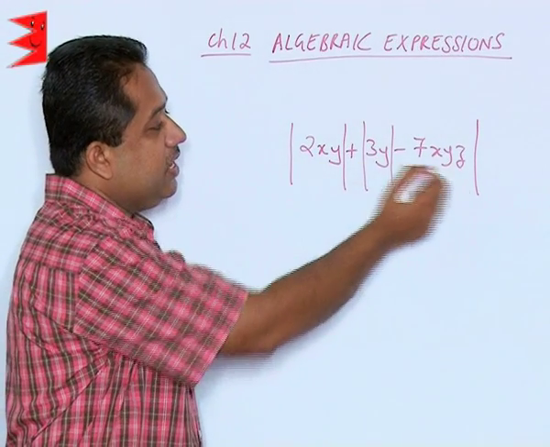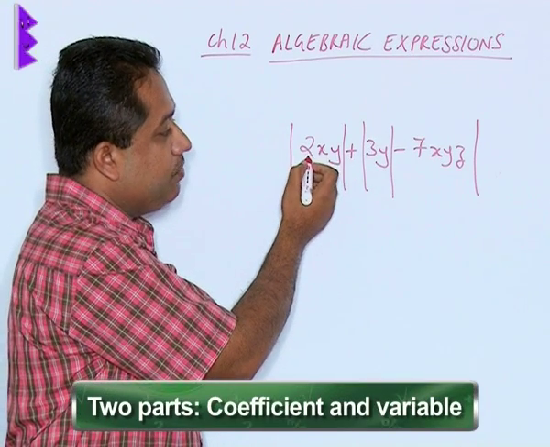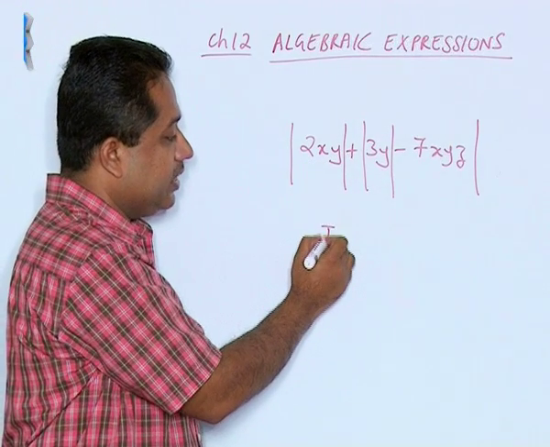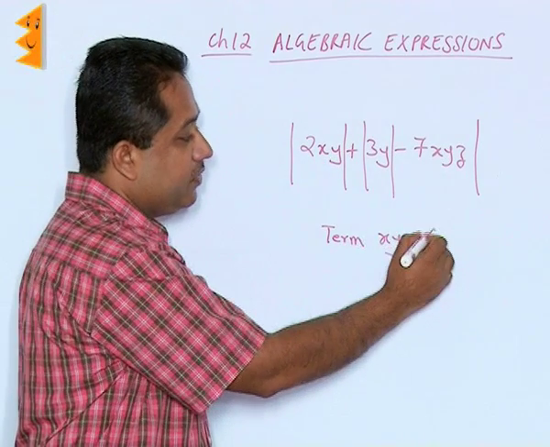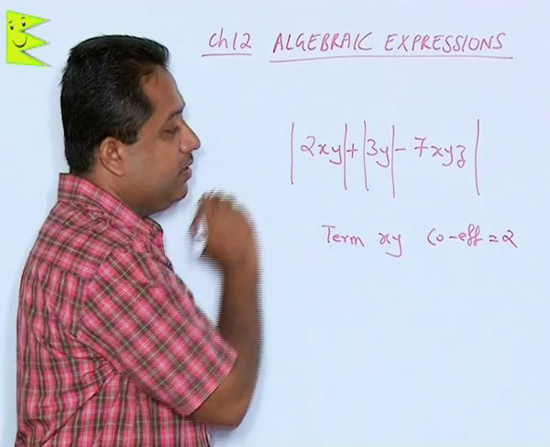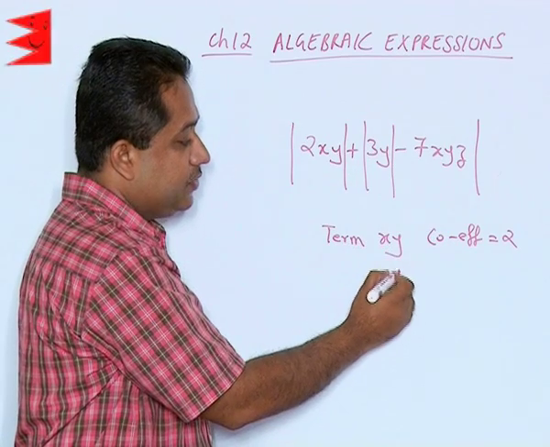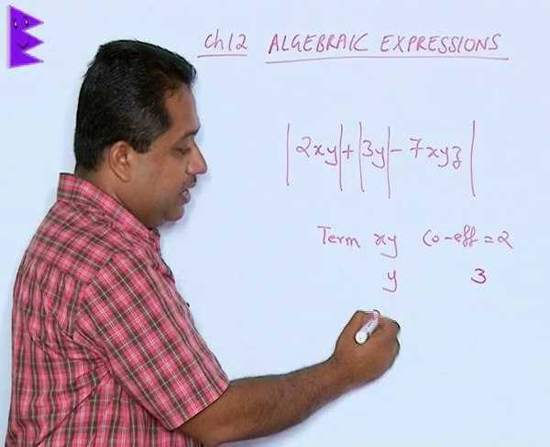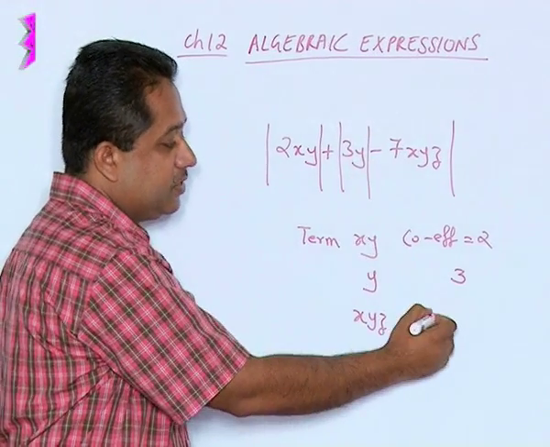So, when we have the three terms, we have two parts. One is the coefficient part and one is the variable part. So, here the term is xy and the coefficient of xy is 2. So, I can say the coefficient of the term xy is 2. If you look at the next term, the term is y and the coefficient of this is 3. The next term similarly, the term is xyz, but the coefficient here is minus 7.